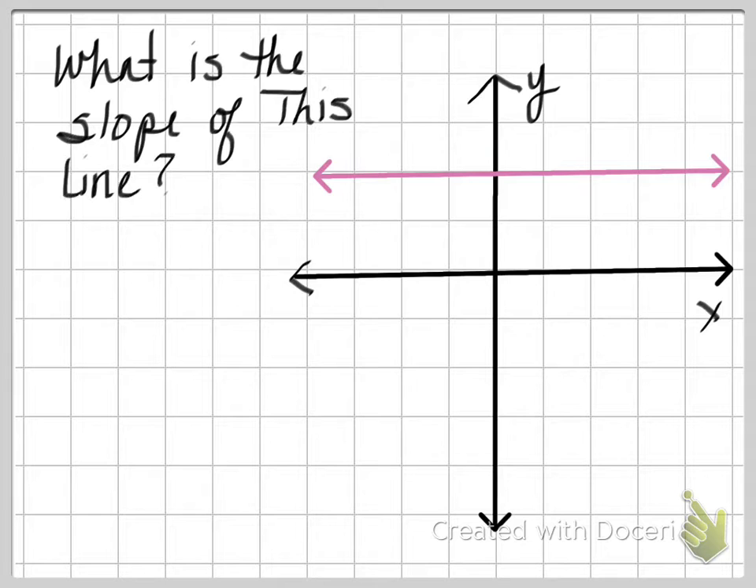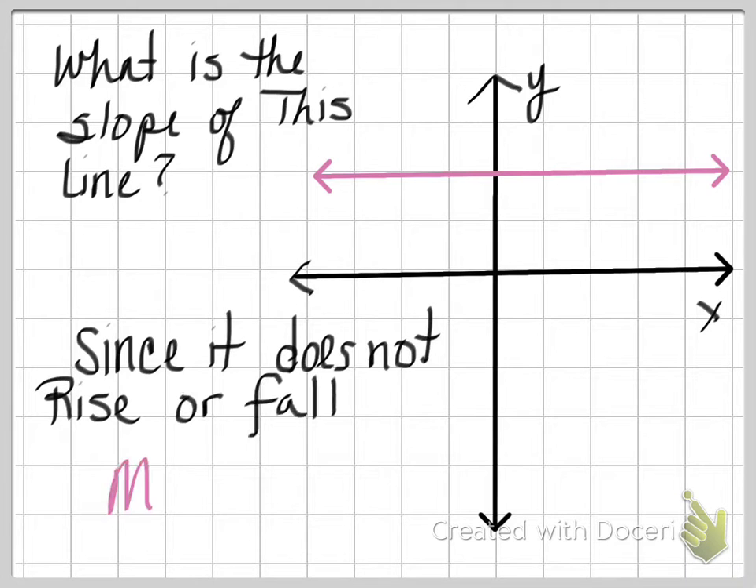Okay, does anybody remember this? What's happening? It's just running straight across. Well, since it doesn't rise or fall, the slope is 0. This is the kind of slope we want on our floors and our ceiling.